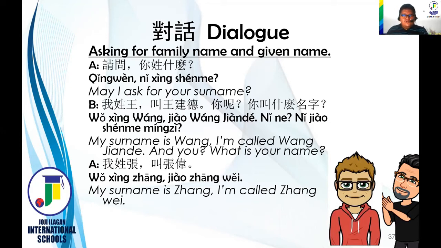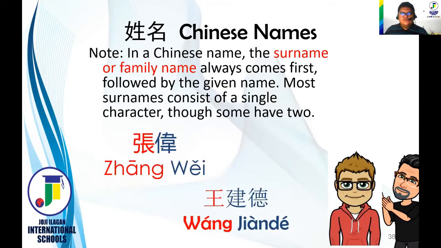Okay? So again, let us practice this one again. 请问你姓什么? B will say 我姓王,叫王建的。你呢?你叫什么名字? 我姓张,叫张伟。My surname is Zhang, and I'm called Zhang Wei. So that is how you do this. Okay, so let us proceed to this fact now.